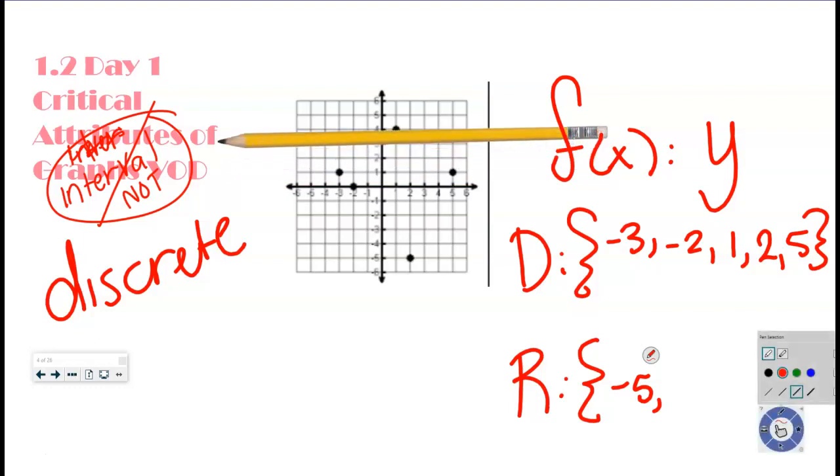So for this graph, again, it is going to be -5, 0. Only list that one value one time. Even though it repeats, it's just a single value. And then we're going to wrap it up with a +4. And that is going to be domain and range for that discrete graph.